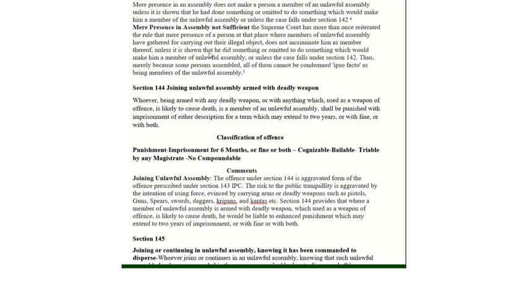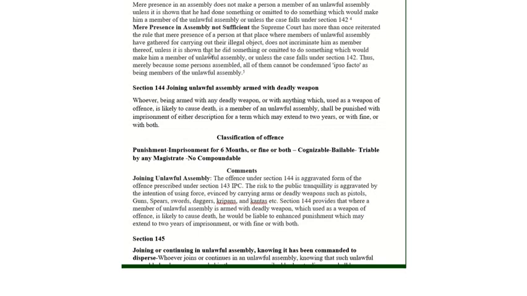Unlawful assembly. The offence under section 144 is an aggravated form of the offence prescribed in 143. In 143, it was not talking about the deadly weapon, but in 144, the punishments are given for unlawful assembly armed with the deadly weapon. The risk to public tranquility is aggravated by the intention of using force, evinced by carrying arms or deadly weapons such as pistols, guns, swords, etc.